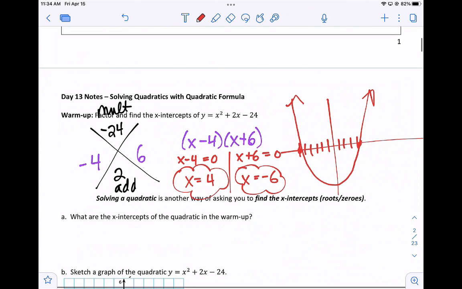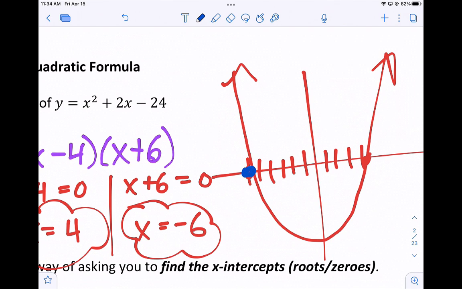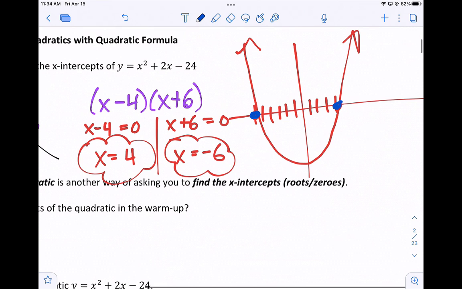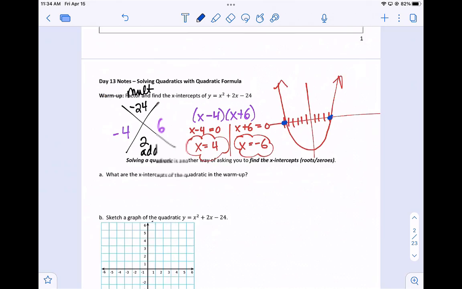And here's what it will look like. So when you're factoring and solving, you're finding the x-intercepts. It says right here, solving a quadratic is another way of asking you to find the x-intercepts. They're also called the roots or zeros of the graph. They're called the zeros because it's where the y value equals 0, and we'll take a look and see why they're called the roots today.